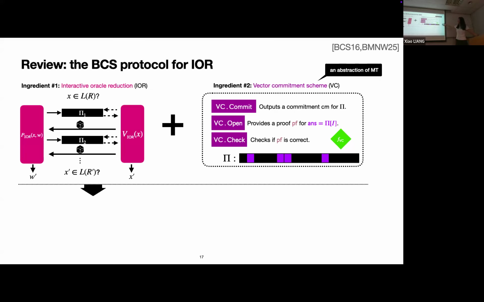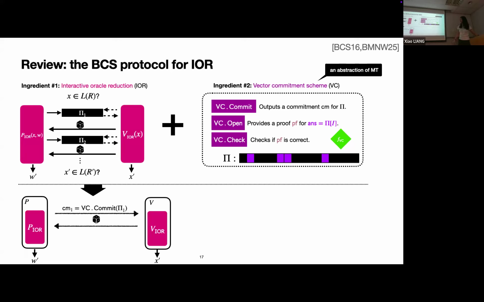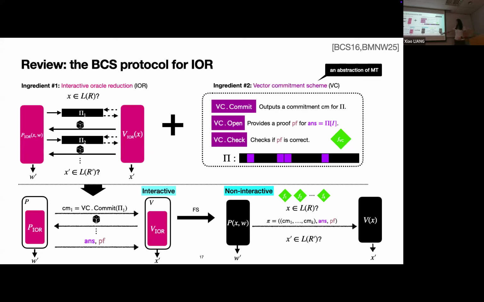Now, combining these two ingredients together, we get something like this, where the prover sends over the commitments and the verifier sends back the randomness. In the end, the prover sends over the local openings and opening proofs. This is still interactive, but with the Fiat-Shamir transformation, we get the final succinct non-interactive reduction.